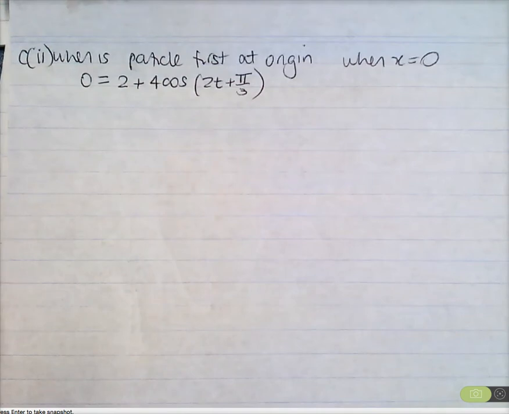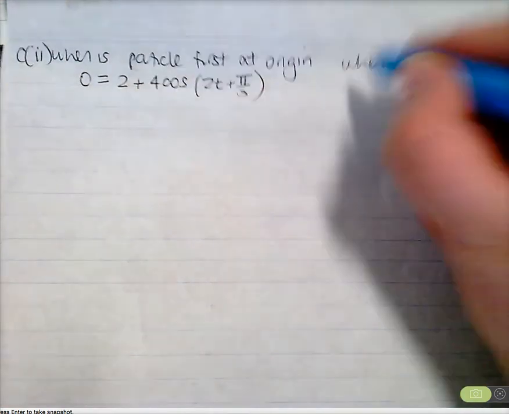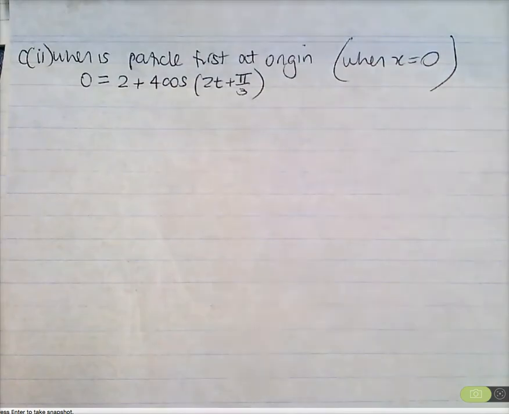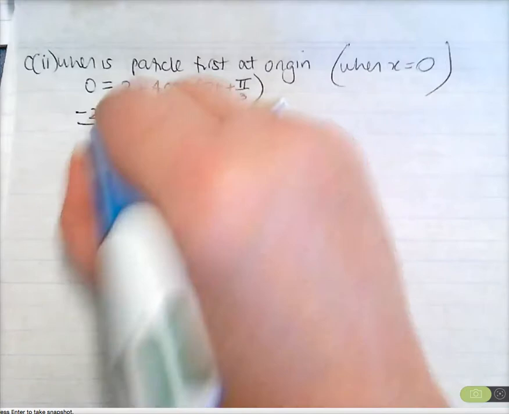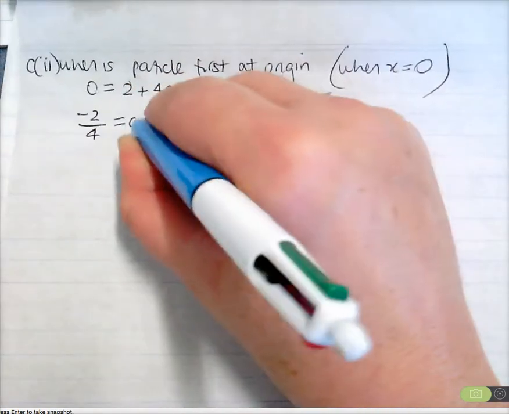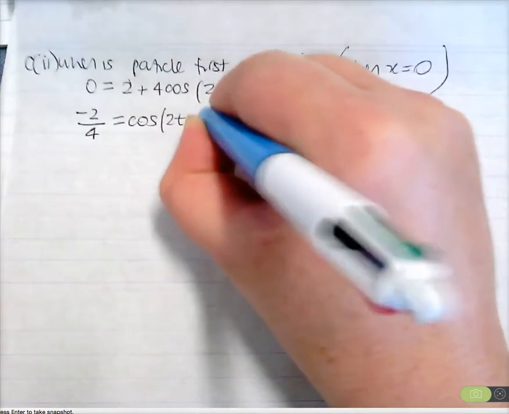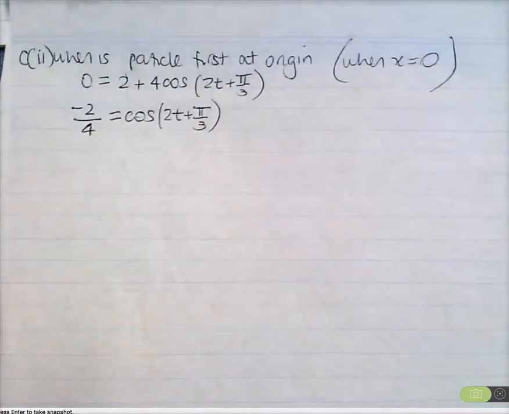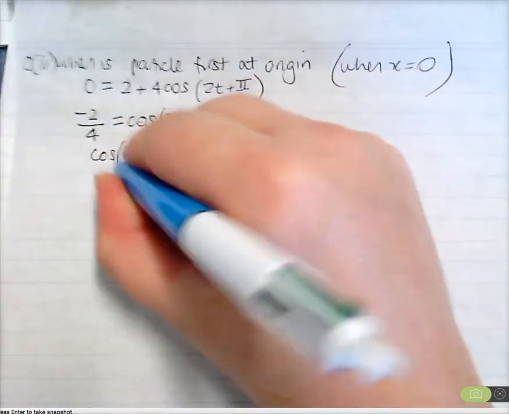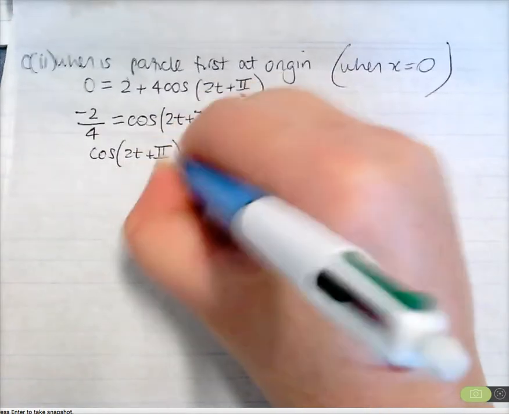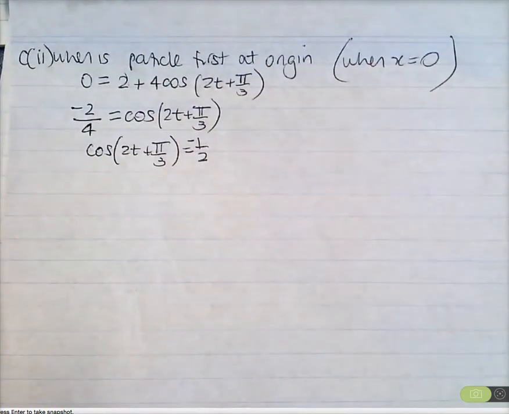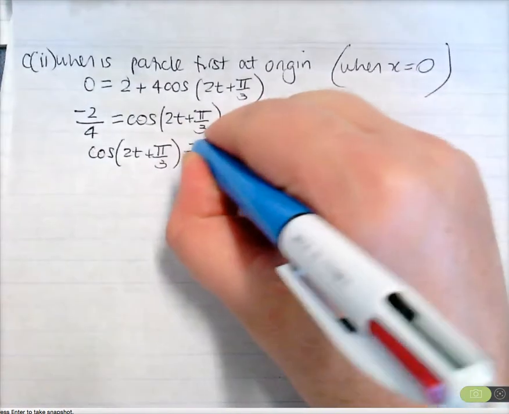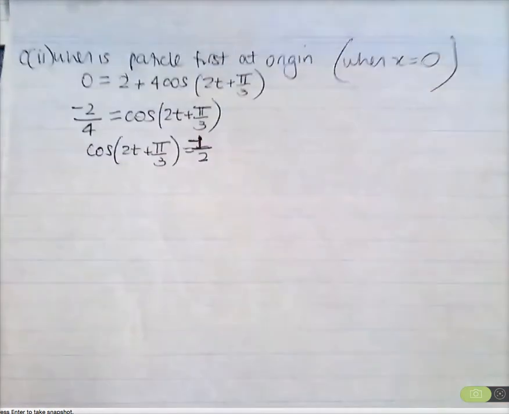So when is the particle first at the origin? When does x equal 0? So we get -2 over 4 equals cos(2t plus pi on 3). Now we need to listen very carefully. Girls, this becomes a 2 unit question. This is cos of something is negative a half. You need to use the quadrants, but be very careful and use your diagram, because cos of something is negative a half.